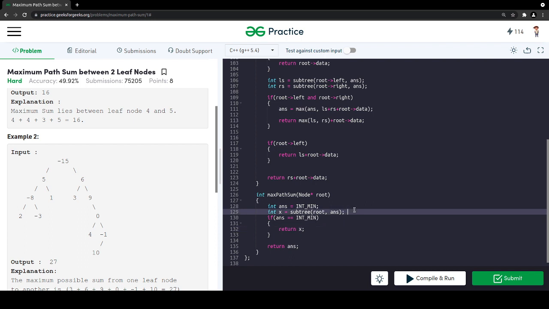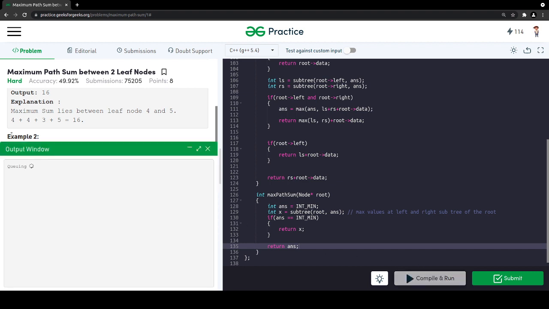Okay, so it is keeping the maximum value of the left and right subtree of the root. So in that case, I will not have the answer and answer will remain int minimum. Therefore, I will have to return the maximum of left subtree, right subtree, plus the data. So it will also have the data as can be seen over here. So then I will be returning x. Otherwise, for all other cases, I will be returning answer.